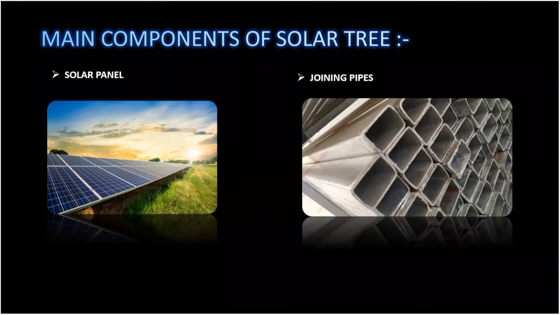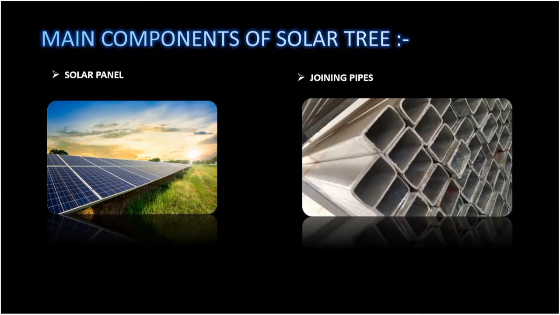Solar PV modules are mounted on a single tall pole made of galvanized iron pipe, having a diameter of 3 inches and 12 feet height. The branches of the solar tree are made of cast iron and are square in shape. The branches are tilted at an angle of 40 to 45 degrees for acquiring more sun rays.